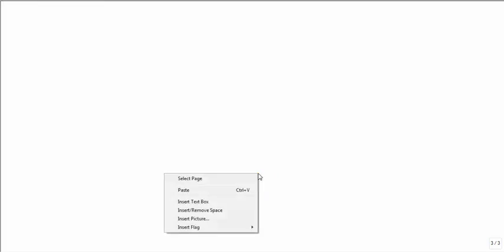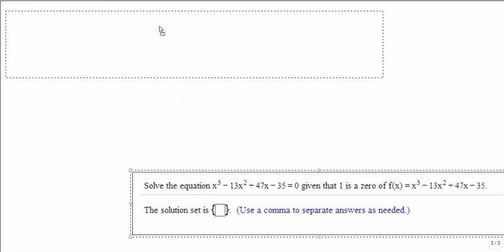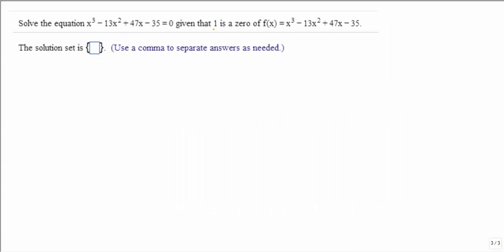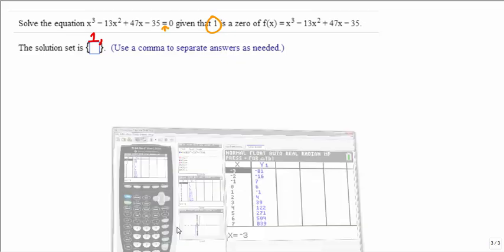So for this next homework problem, we're going to be given slightly different directions. It says solve the equation, and again this is an equation because I have this equal sign right here. So solve the equation given that 1 is a 0 of that particular polynomial. Now when I talk about my solution set, I already know that the number 1 is part of that, so I need to remember that they already told me that 1 is part of my answer. If 1 is part of the answer, I need to be able to find the other answers, or the other solutions. So what I'm going to do is graph this.